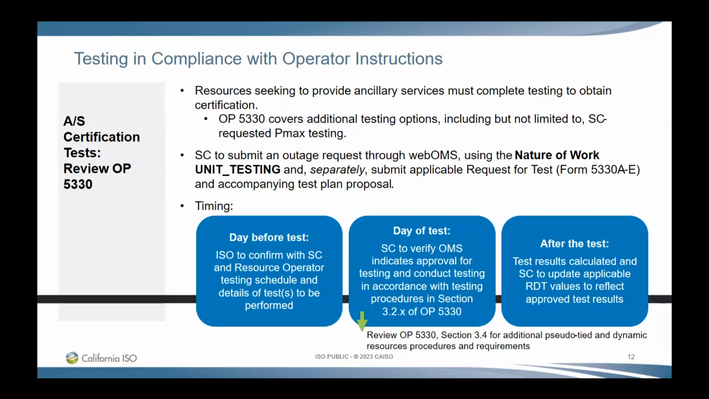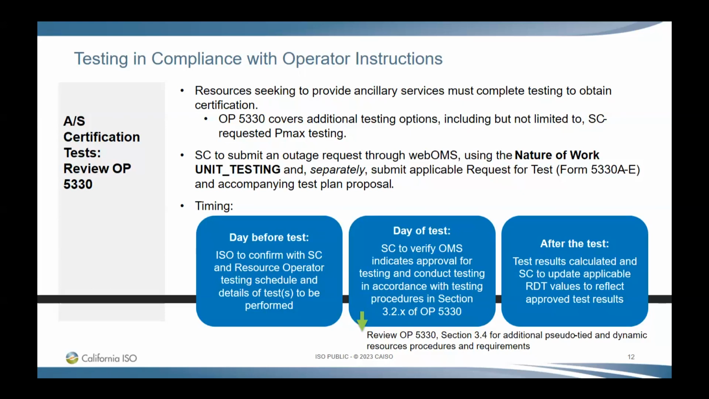So when submitting the outage for this kind of test, the SC should submit the outage through WebOMS using the nature of work unit _testing, and then also separately submit an applicable request for test form, which is form 5330A-E, and an accompanying test plan proposal. So this information needs to be submitted in order to go through this testing.